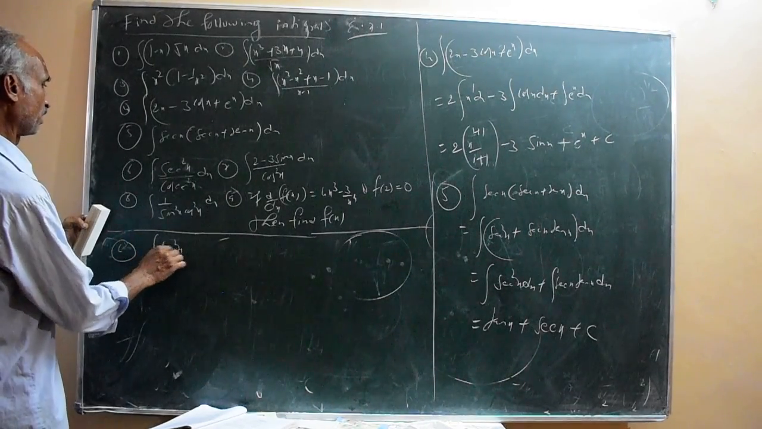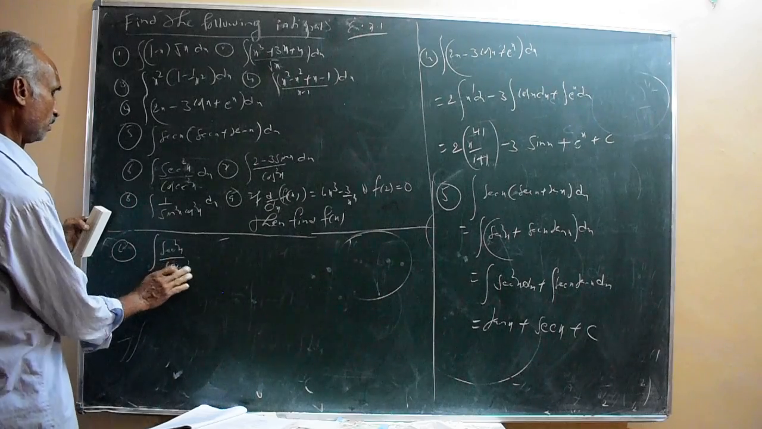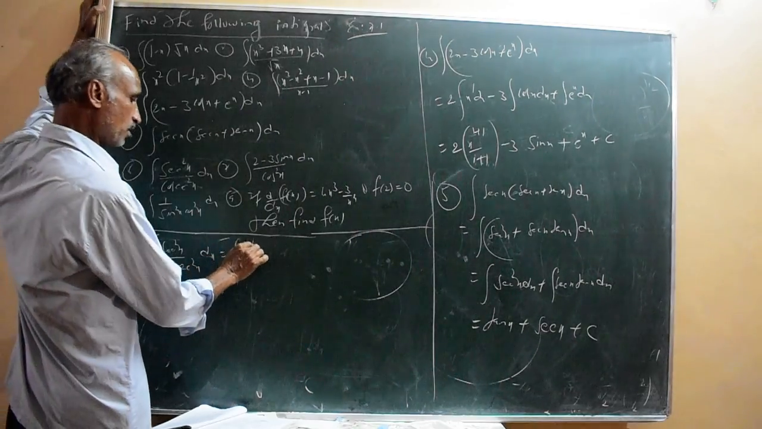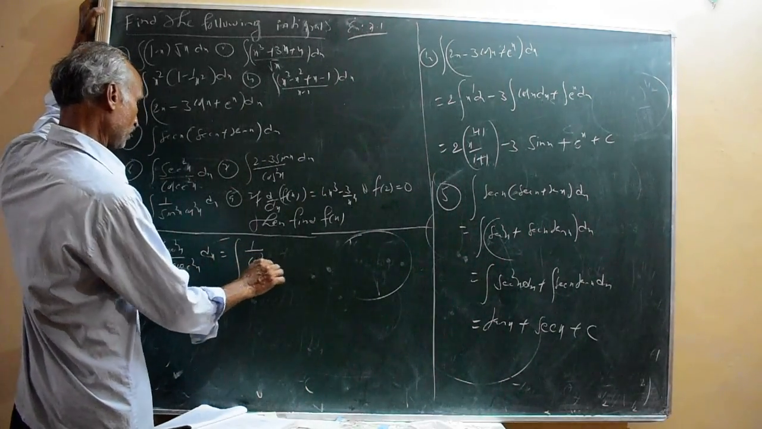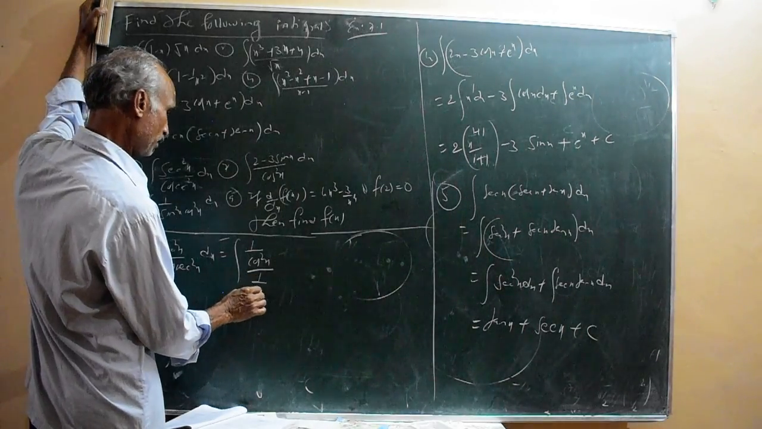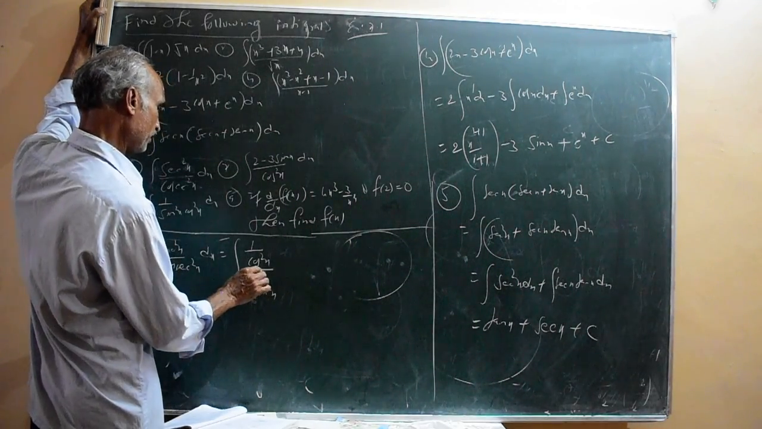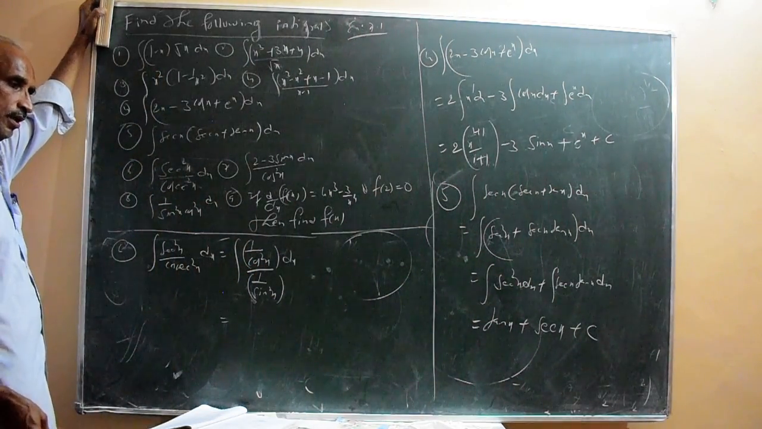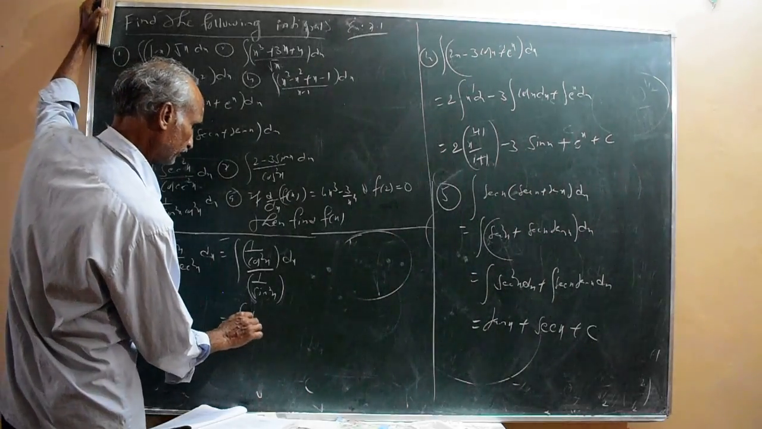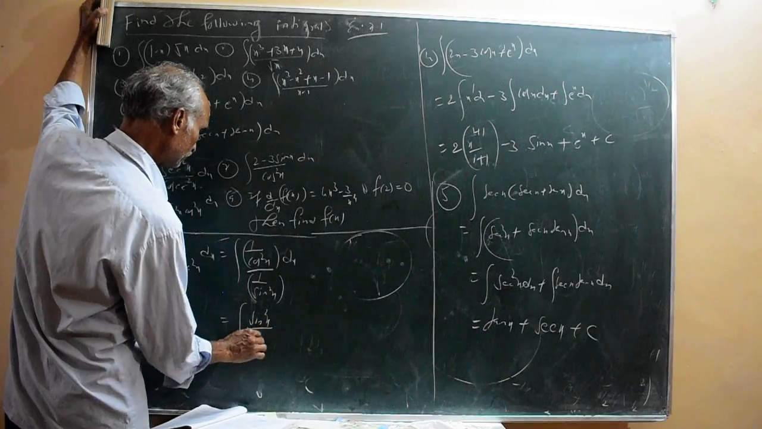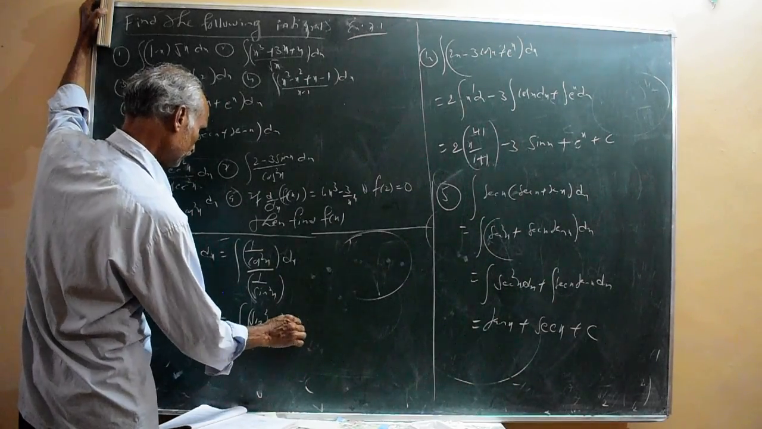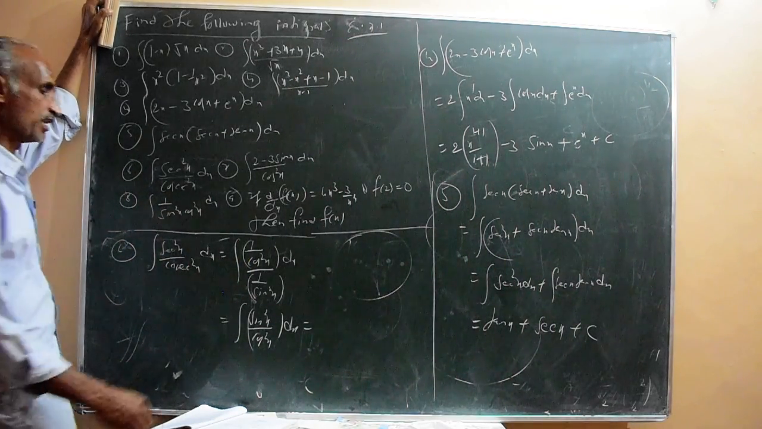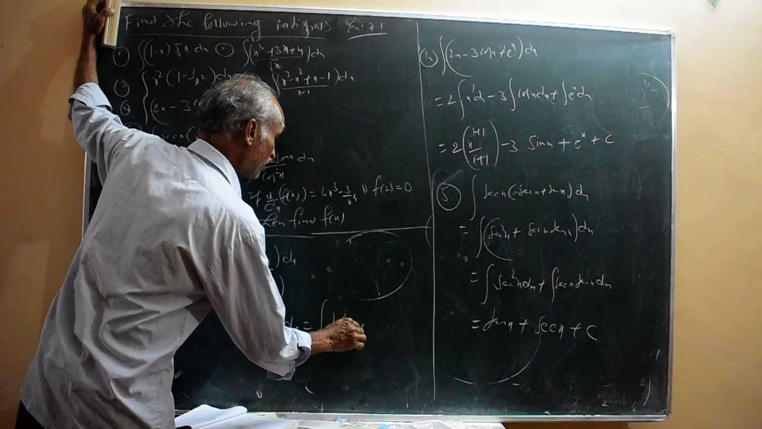Integration of sec square x upon cos square x. That equals integration of sec square x, which is 1 by cos square x, times cos square x, which is 1 by sin square x. Multiplication is taken. That equals sin square x upon cos square x. Sin square x by cos square x is tan square x. So we need the integration of tan square x dx.